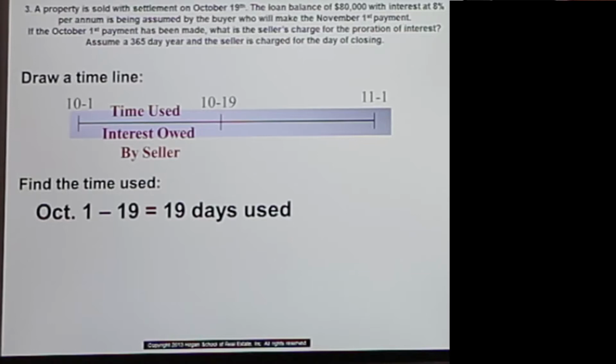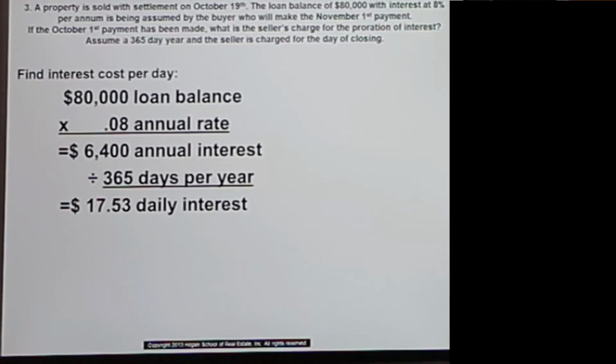So here's our timeline, and we have to find the time used, and it's simply 19 days because it says the seller is charged for the day of closing. Now, next step is to find the actual cost per day, but in order to do that, we have to find the amount of interest. So, the loan is $80,000 that the buyer is assuming. At 8% annual interest, that would be $6,400 annual interest. But we're only going to charge the seller for so many days, so we have to find the cost per day. We divide that by 365, and we get $17.53 as the daily interest.